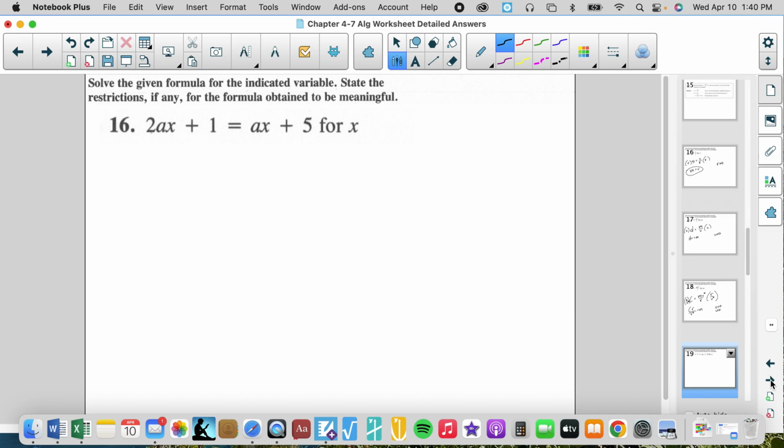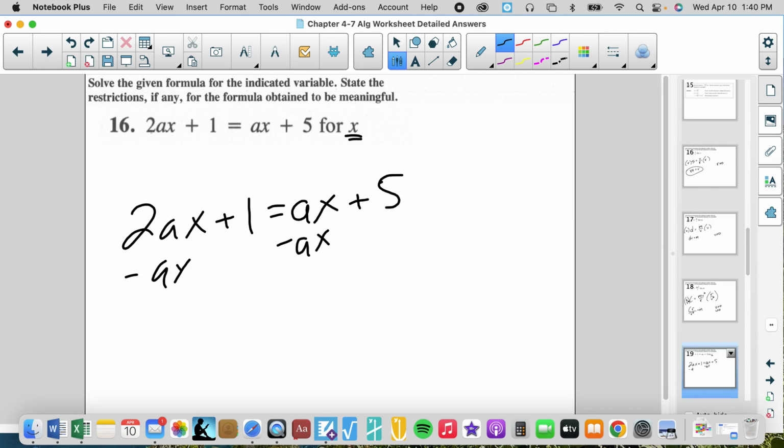We're going to solve for X. Okay, this is a big, oh, I like this. So this is an interesting problem in chapter 4. So I'm going to move my AXs over to the same side, and I'm going to move my constants over to the other side. So we get AX equals 6. No, equals 4.